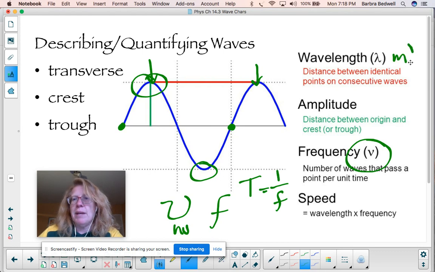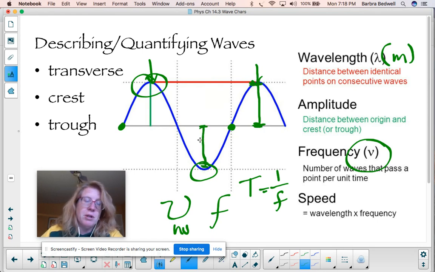And again, that's going to be in meters because it's just a length. Amplitude, as we mentioned before, is a measure of energy. How much energy did it take to create this wave? That is the distance from equilibrium, from the center point, to the crest, or from equilibrium to the trough. They should be symmetrical. It is not the total height from crest to trough. So it's from the middle and up. So that's amplitude, a measurement of how much energy is in there.